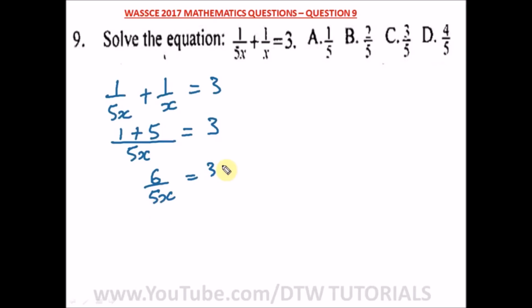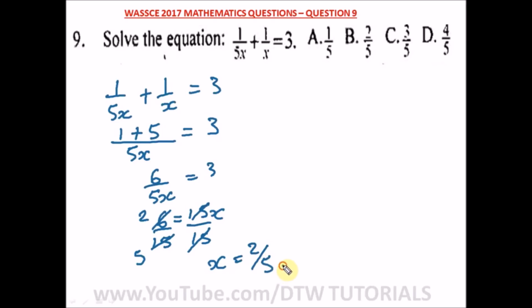Let's cross multiply. When we cross multiply, we are left with 6 equal to 5 times 3, which is 15x. To get x, we divide both sides by 15. 15 will cancel out here. 3 goes into 6 two times, and 3 goes into 15 five times. So x is equal to 2 over 5, and our right option here is option B.